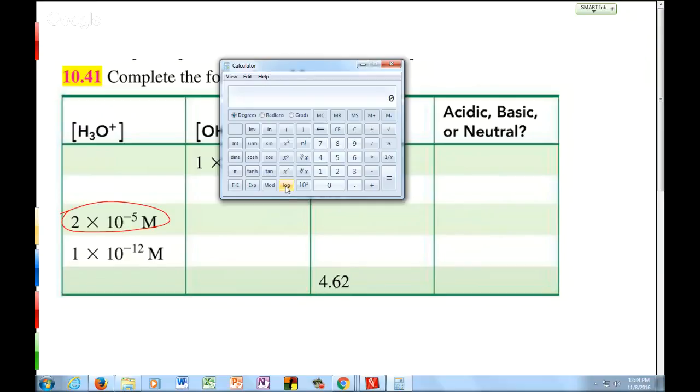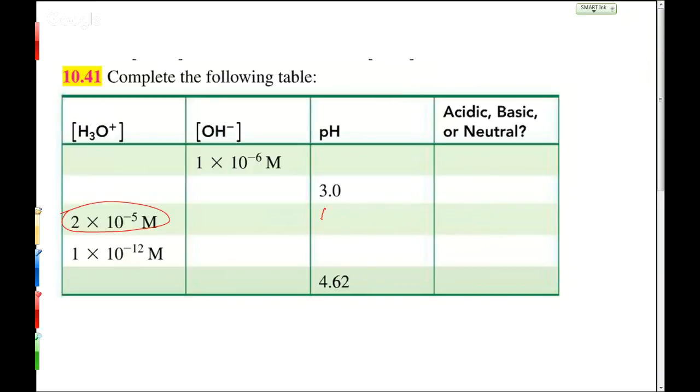You first need to type that number in. And since calculators like this aren't great with scientific notation, I would probably convert that to standard notation. So 2 times 10 to the minus 5 is 0.00002. 5 decimal places away. So then I take the log of that, switch the sign, and so the pH is 4.7, let's say. And that would be acidic.